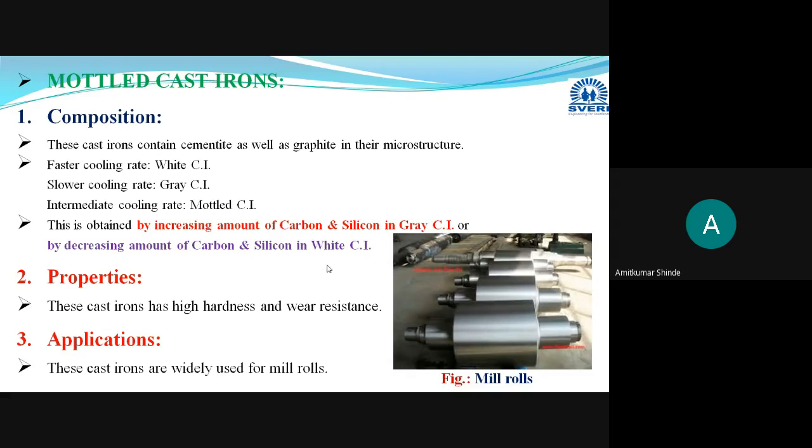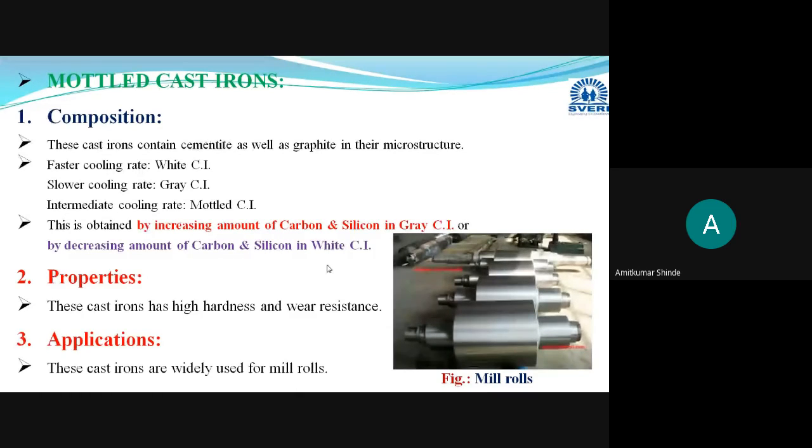But as far as our practical use is concerned, these are not so much preferred. Instead of using this mottled cast iron, we can use the chilled cast iron. Why we are using the chilled cast iron, we will discuss after completing this mottled cast iron. Just try to remember that for lots of practical applications we are using chilled cast irons, which have a combination of white and gray cast iron.